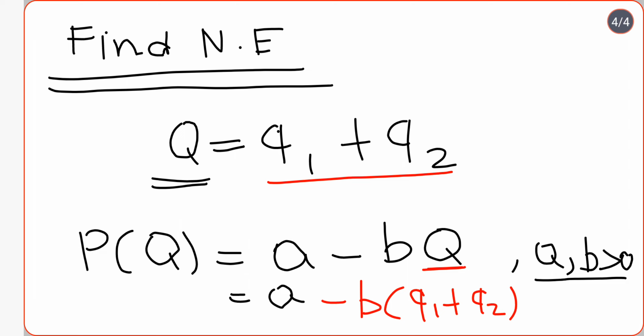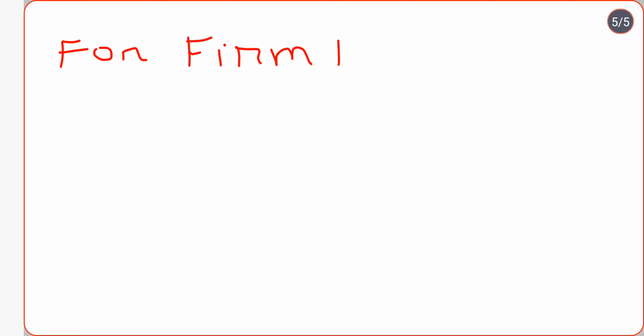Now what will be the profit for firm 1? I want to determine the profit of firm 1. So for firm 1, the profit pi 1 equals, what is profit? We all know profit is nothing but the revenue that you have generated from your business or your product minus the cost of your product.